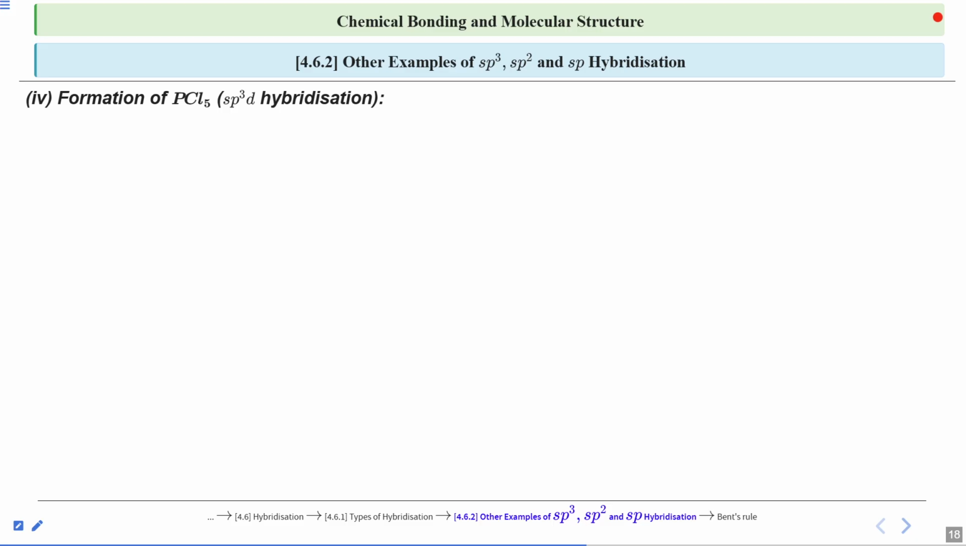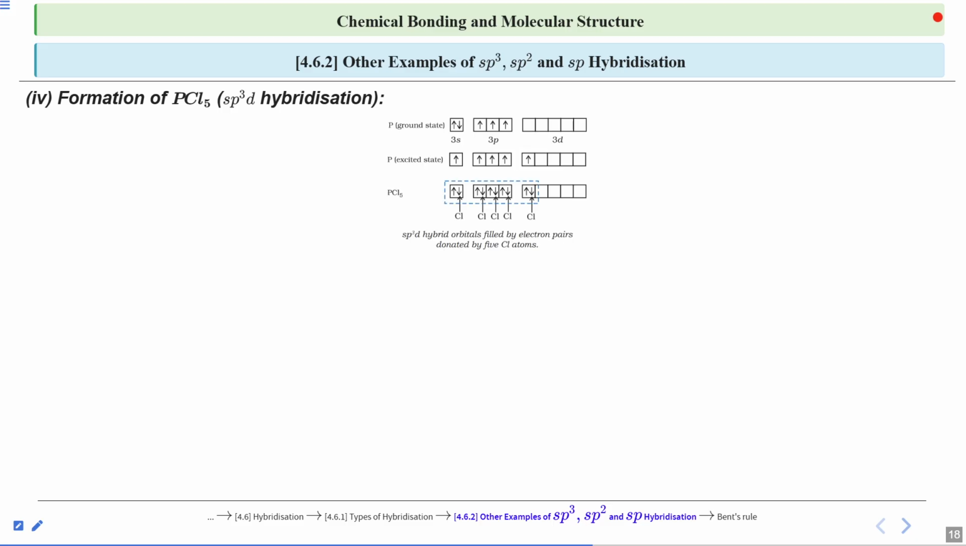So for the case of sp3d, I am taking the formation of PCl5. Directly, I am using this electronic representation. It is very difficult to show the hybrid orbital formation with the combination of atomic orbitals. So I'm using this notation. This is the reason we use this, not the actual one. It makes our life simple.